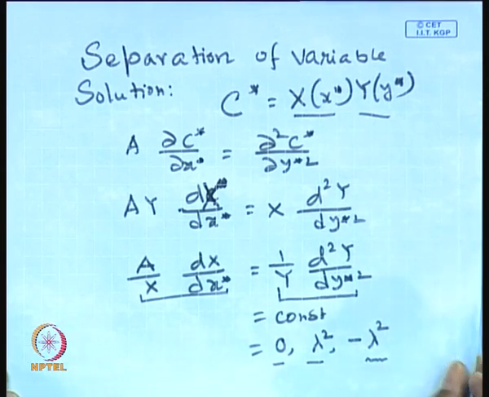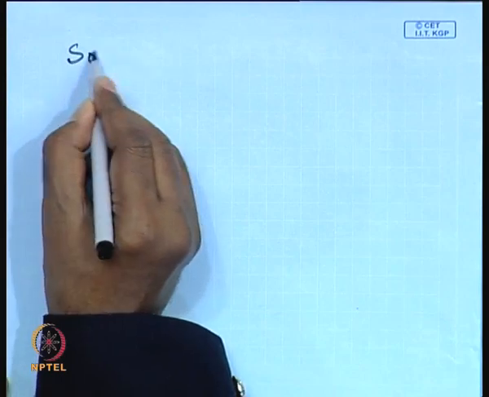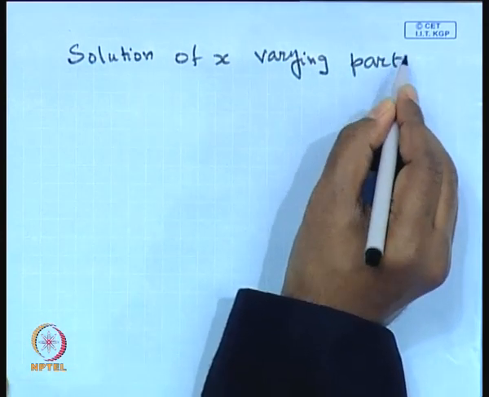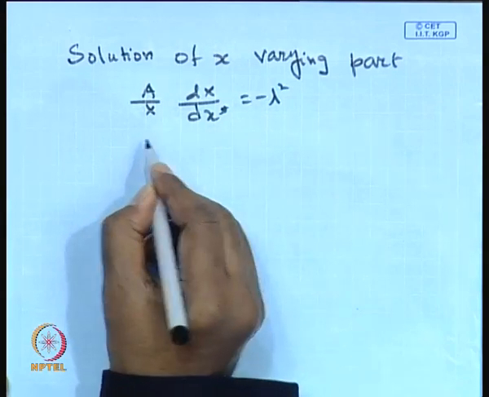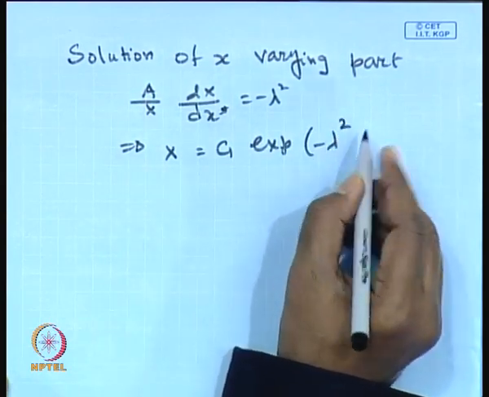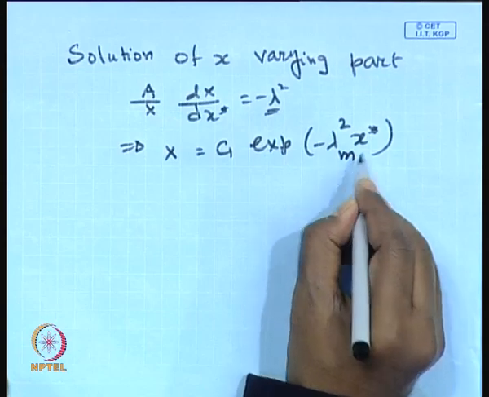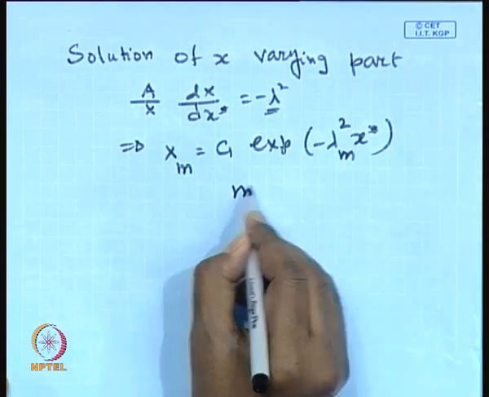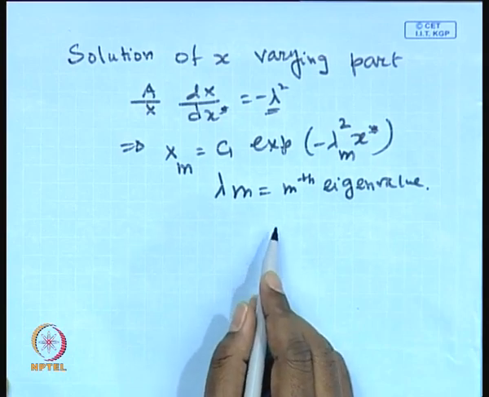Okay. So, if you really do that, then we can solve the x varying part and the y varying part. The solution of the x varying part becomes 1 by X dX by dx star is equal to minus lambda square. So, X becomes some constant times exponential minus lambda square times x star, and this constant lambda is called the eigenvalue of the problem. So, we write lambda m and the corresponding solution as X m, where lambda m indicates the mth eigenvalue, and we really do not know what is the value of lambda m till now.